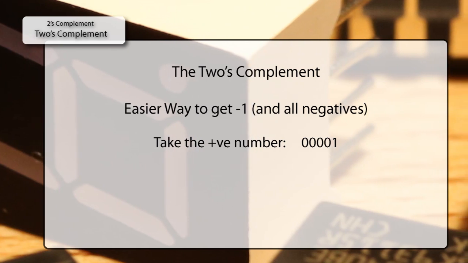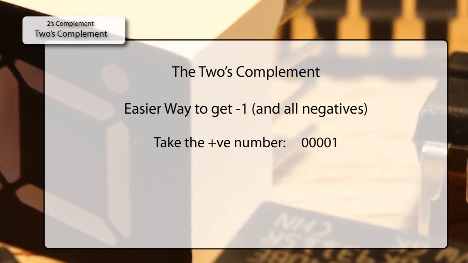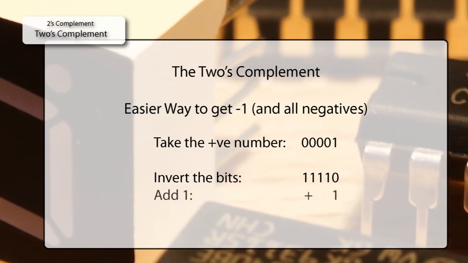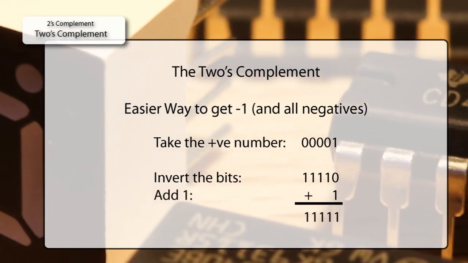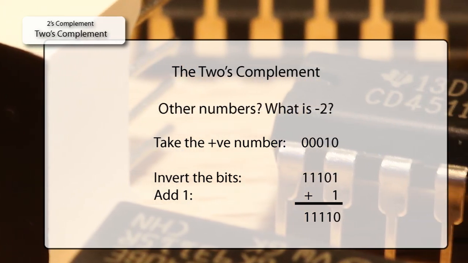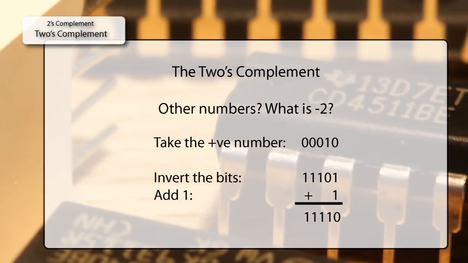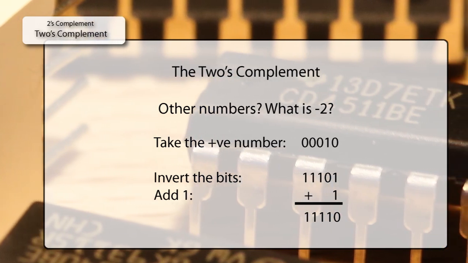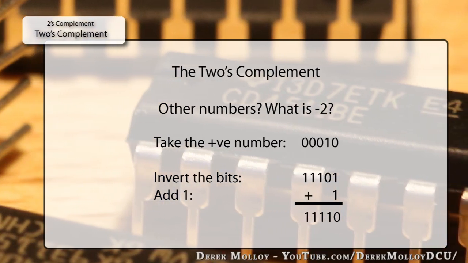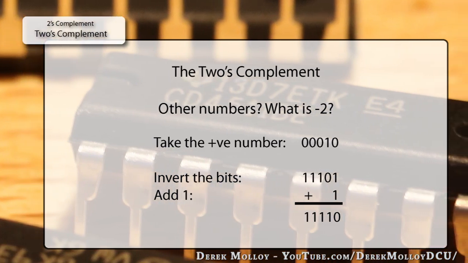So 00001 represents plus 1. If we wanted to get the negative equivalent to that, we would invert all the bits, which would be 11110, plus 1 gives 1 and then 4 ones, just as I showed you before. Let's try another example with some other numbers. If we wanted to get minus 2, well, it's the 2's complement form of plus 2. So 00010, inverted is 11101, plus 1, which gives us 11110. So let's try one more example that helps illustrate why the 2's complement is so important.